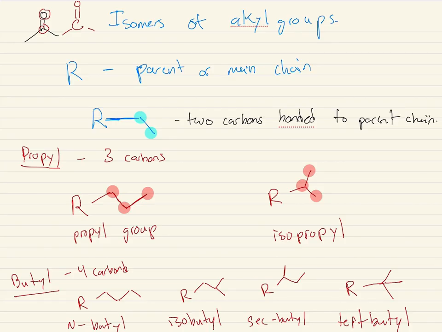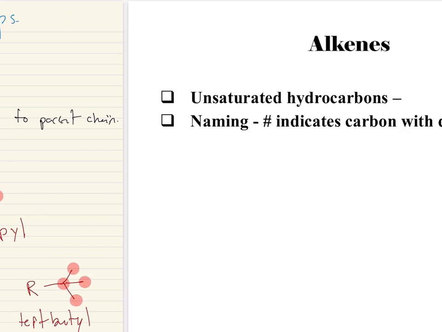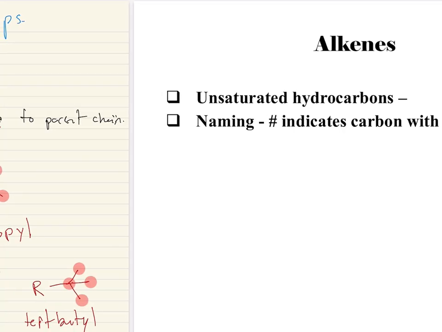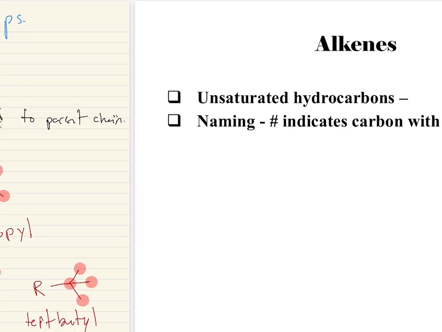I'm going to put the dots for each of the carbons here. 1, 2, 3, 4. 1, 2, 3, 4. Spelled alkyl up there wrong.